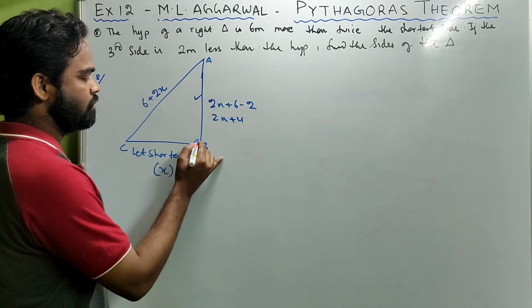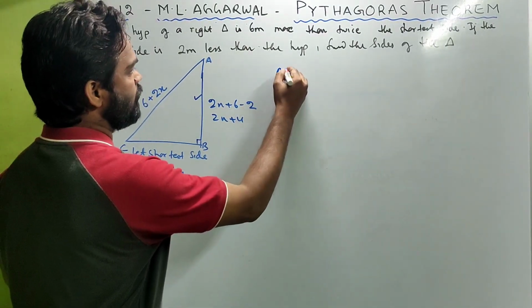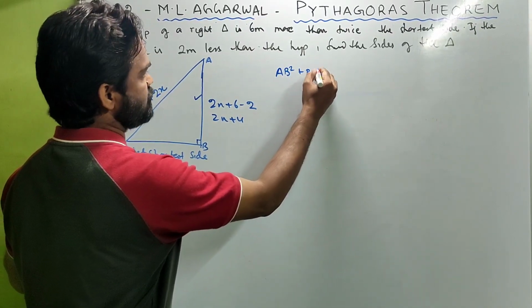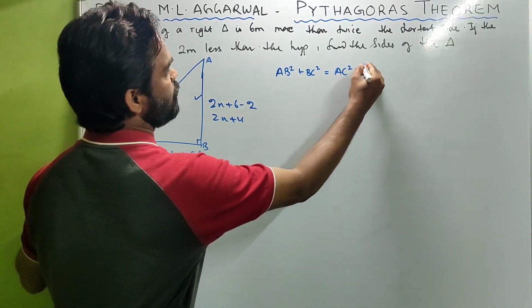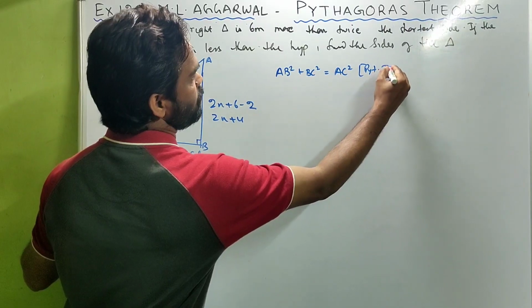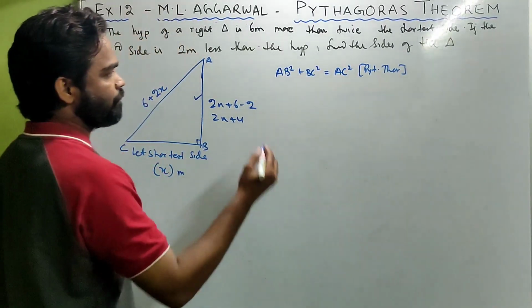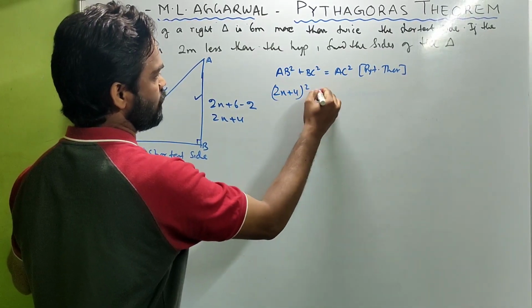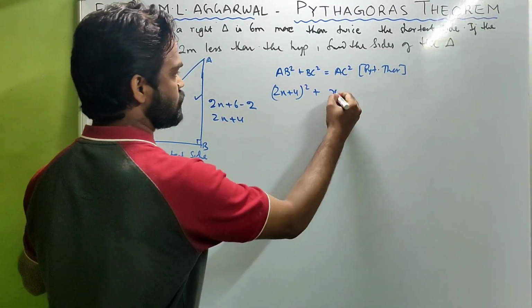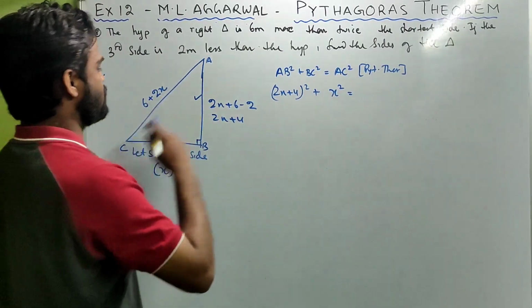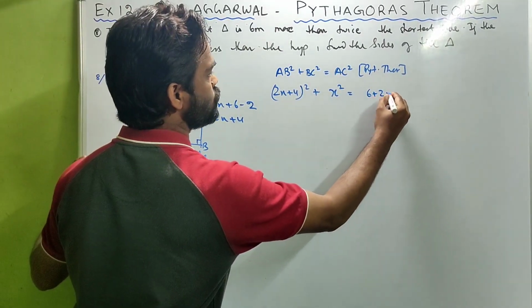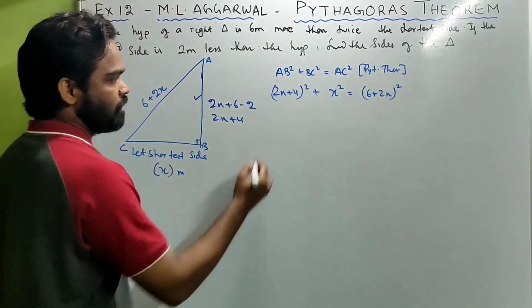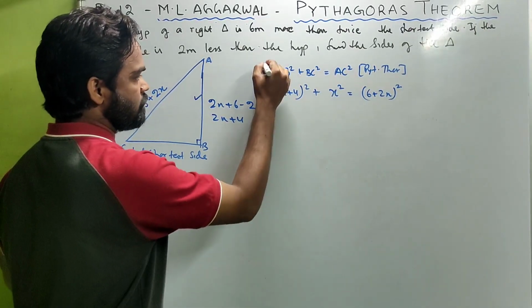Very easy. Just use Pythagoras theorem. AB square plus BC square is equal to AC square by Pythagoras theorem. We'll solve for x, okay? AB square, which is 2x plus 4 whole square. BC square is x square. And AC square is 6 plus 2x whole square. Now just solve it.